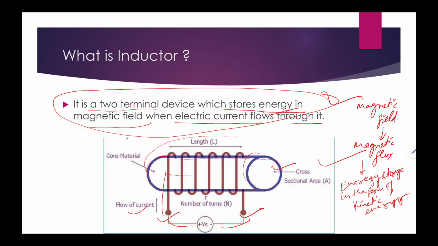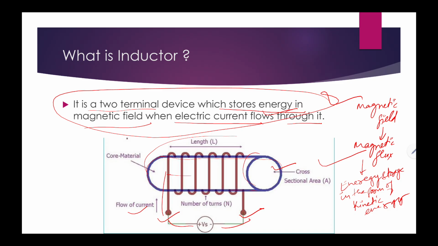So it is as simple as that. When we wound a coil on an iron core and give a supply to the first terminal, the flow of current happens in the coil, right? And when the current flows in the iron coil, the magnetic field will generate, the magnetic field leads to a magnetic flux around it, and that magnetic flux leads to the kinetic energy storage in the iron coil, right? So this is the basic of inductor, that's why we call it an inductor.